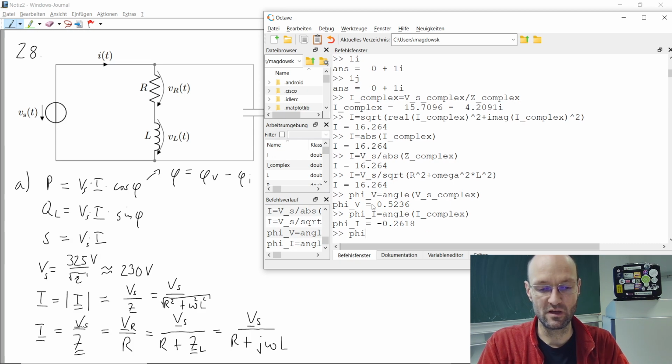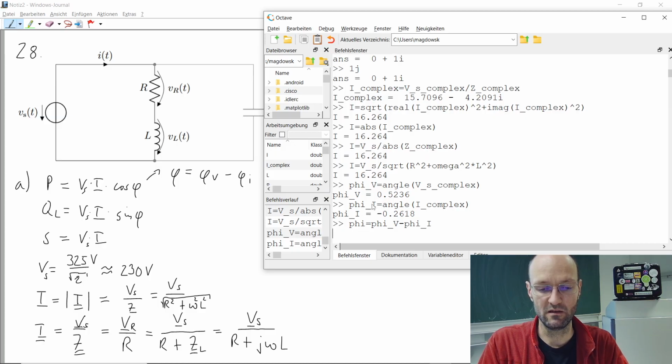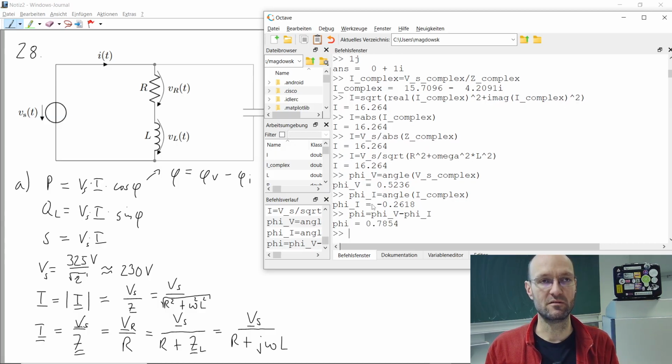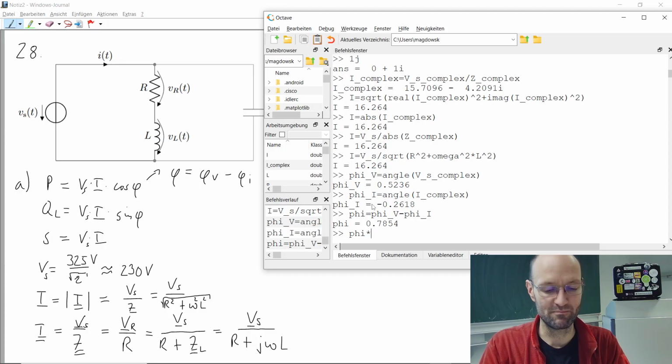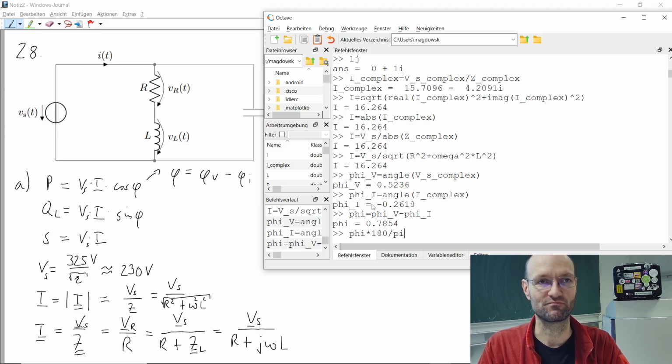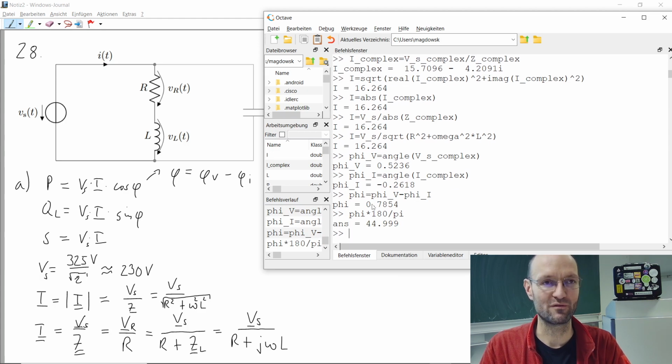And now we could say, okay, phi is the difference phi v minus phi I, and then we get this angle. And now if I take this angle and convert it into degrees, so I multiply with 180 divided by pi, what value would you expect? What value should we get? I would just do it. We get 45.